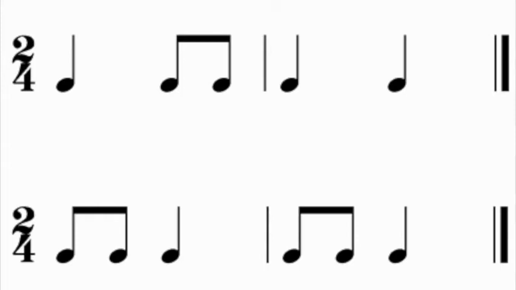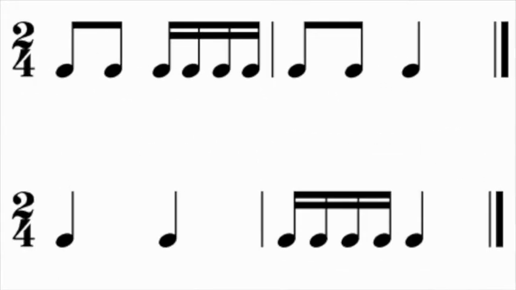Good. Now that you're getting the hang of it, let's say the syllables for the top line. Plum, apple, plum, plum. Apple, plum, apple, plum. All right, clap them with me. Good.